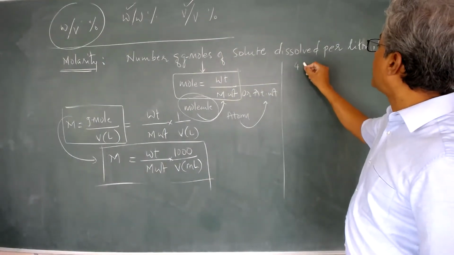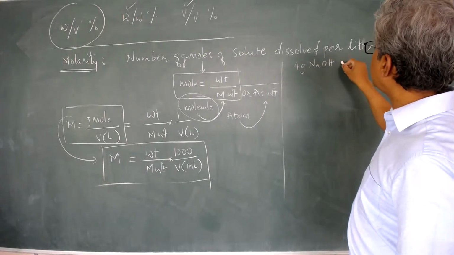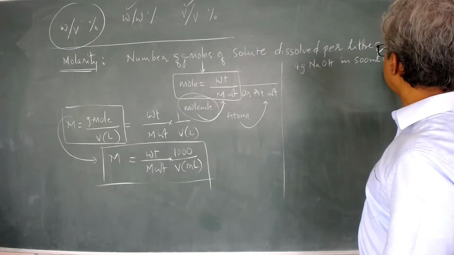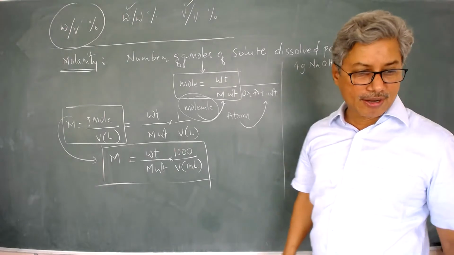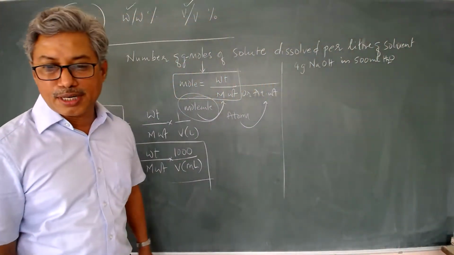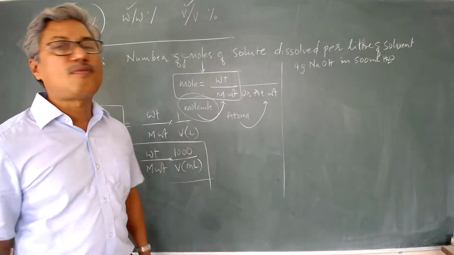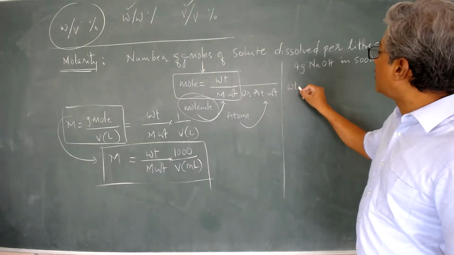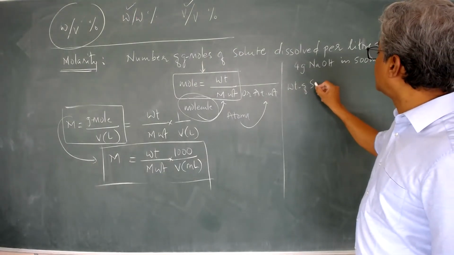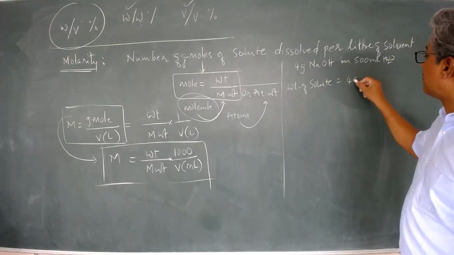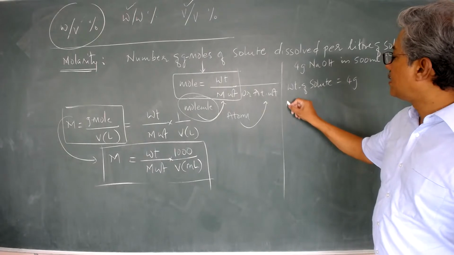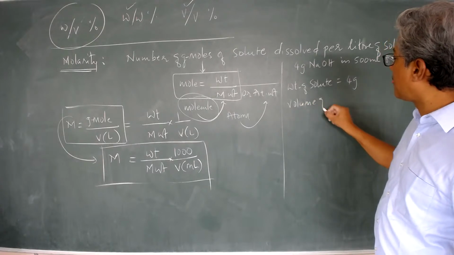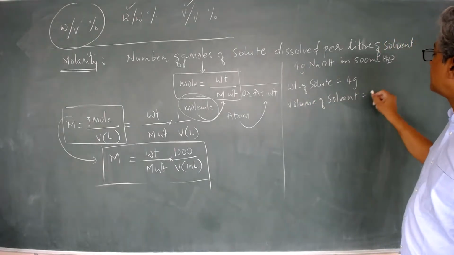See students, 4 gram of sodium hydroxide is dissolved in 500 ml of water. Then what is the molarity of the solution? Now we notice the weight of solute is how much here? 4 gram. Then the volume of solvent is how much? 500 ml.